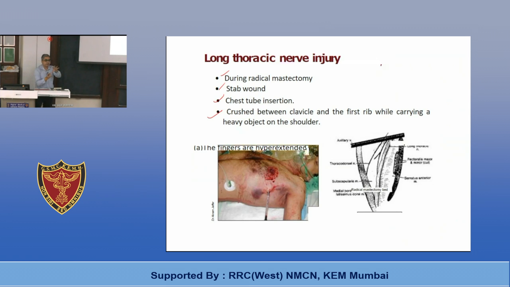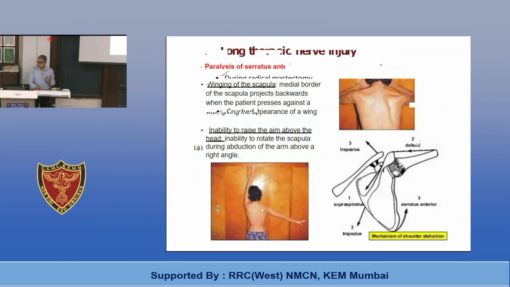So for the rotation of the scapula, we require both muscles. From above the trapezius rotates it like this, from below the serratus anterior. So if these muscles are paralyzed, this rotation of the scapula is lost, and overhead abduction is lost. The deformity is that when the person tries to push, the medial side of the scapula will become prominent. That is winging of the scapula. Here you can see the winging of the scapula. The medial edge of the scapula is elevated and overhead abduction is not possible, because serratus anterior rotation is not possible.